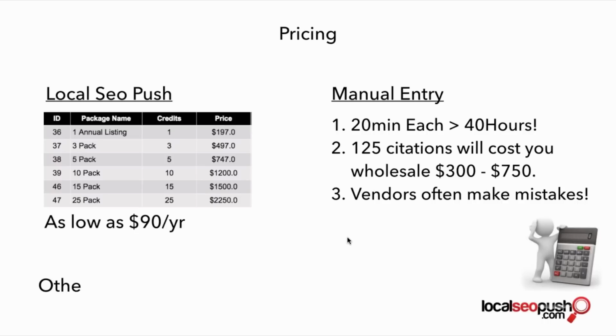So if we compare the manual entry, local SEO push, you can go as low as $90 per listing. Now, when you buy 25 credits, they don't expire. So if you know you'll sell 25 businesses in the near future, don't buy one. You can buy it for half price and sell it over time. I do not encourage you to spend money real quick. However, if you guarantee that you're going to use it, go for the higher package. We see the 3-5 pack are the most popular, but you get everything.